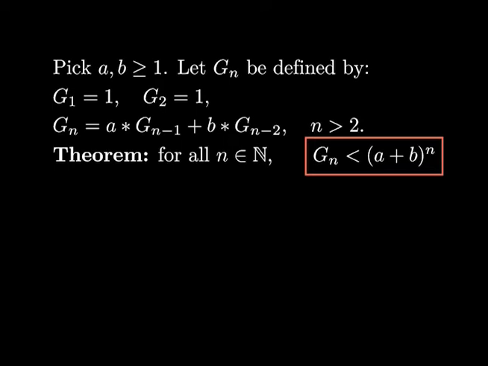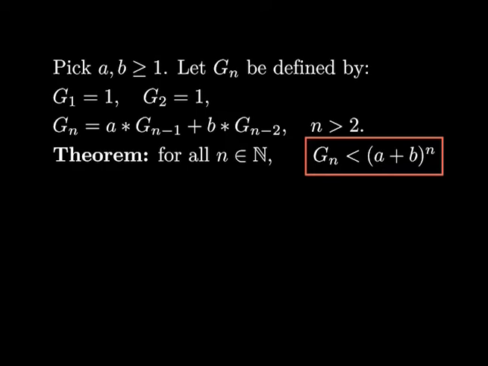Note how this is a generalization of the Fibonacci sequence and a generalization of our previous theorem, because Fibonacci is just this same sequence with a equals b equals 1, and then the theorem would tell us it's less than 1 plus 1, which is 2, to the n, which is what we get.